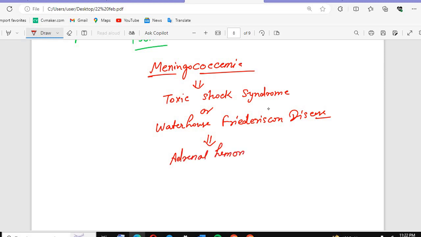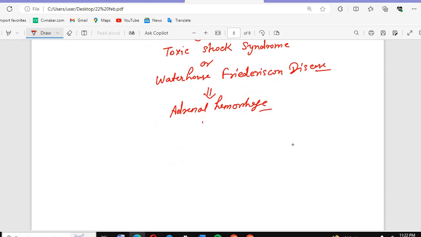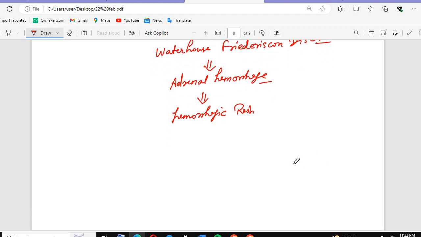That is adrenal hemorrhage, due to which we are getting the hemorrhagic rashes. Because of the hemorrhage, bleeding is there, and because of the bleeding, the rashes appear, and the rashes look like hemorrhage. So that's why we give the name hemorrhagic rashes.